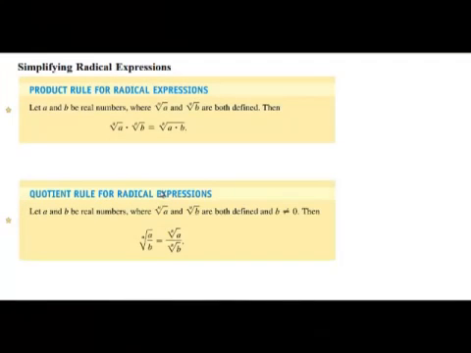Simplifying radical expressions. Let's first look at a couple of rules for simplifying radical expressions. First, the product rule for radical expressions says let a and b be real numbers, where the nth root of a and the nth root of b are both defined. Then the nth root of a times the nth root of b equals the nth root of a times b. Now, since this is a rule that has just an equals in between it, it makes it much more powerful. We can use the rule this way, or we can use the rule this way.